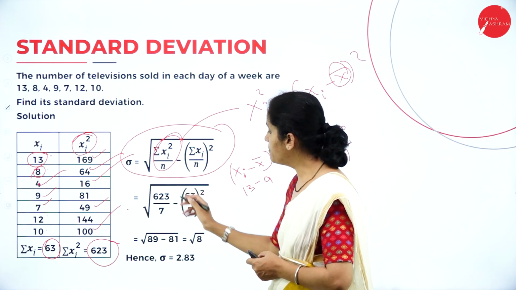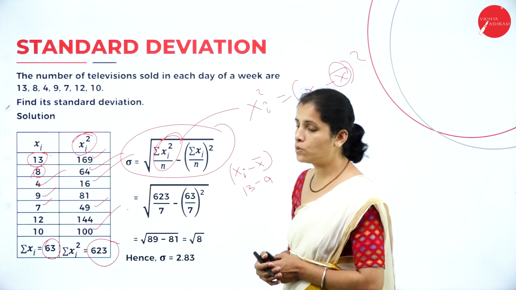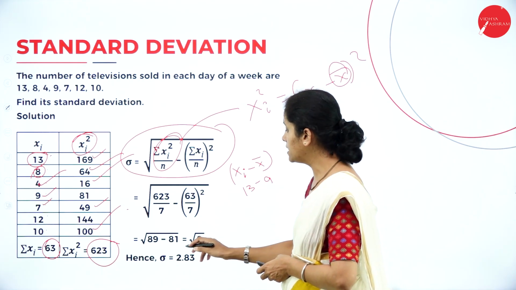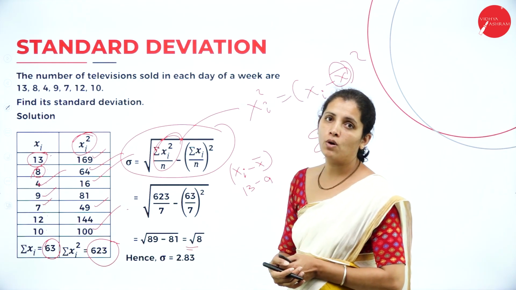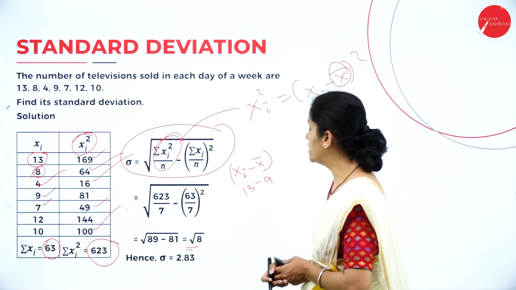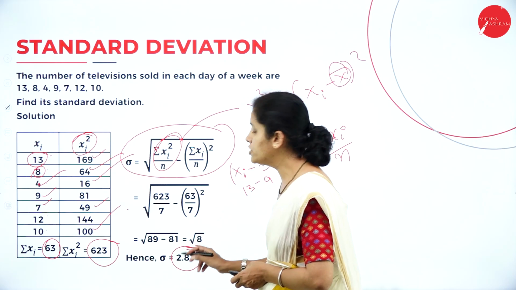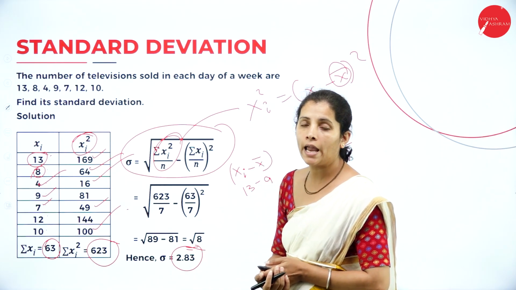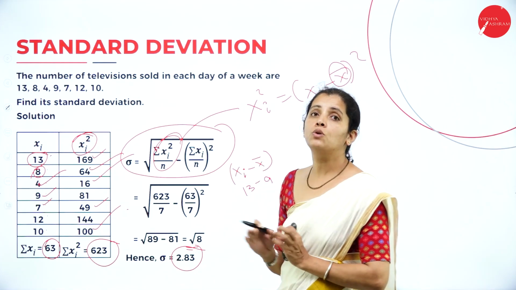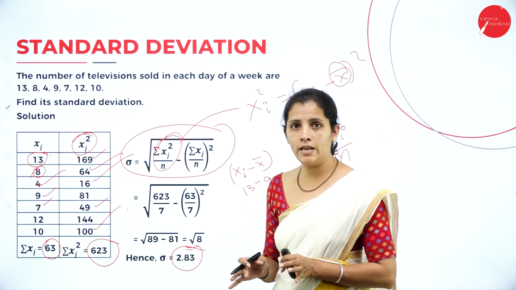Okay. After simplifying this, I'm going to get the square root of 89 minus 81, that is nothing but the square root of 8. And when I take the square root, I'm going to get the standard deviation, that is 2.83. So dear student, this is the direct method, so no need to find the mean.